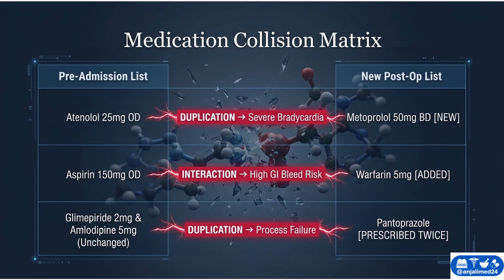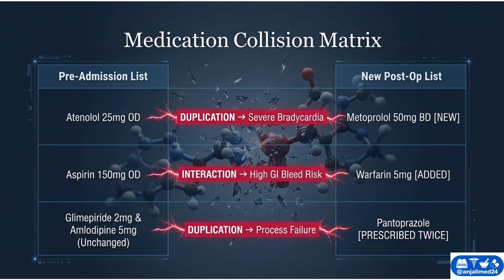Finally, observe the prescribing redundancy involving pantoprazole. The medication was prescribed twice in the discharge chart. While the proton pump inhibitor duplication may appear less dangerous initially, it reveals a deeper systems-level problem: poor medication chart review, fragmented documentation, and lack of final discharge verification.